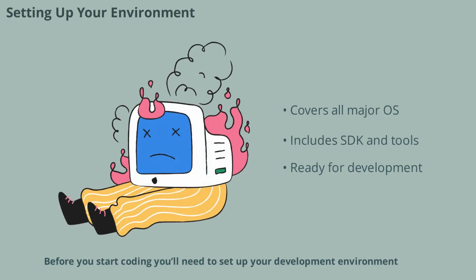Before you start coding, you'll need to set up your development environment. This involves installing Android Studio, which includes the Android SDK, Kotlin plugin, and OpenJDK. The process is straightforward and covered for Windows, macOS, and Linux. With the right setup, you'll be ready to build, test, and run Android apps efficiently.